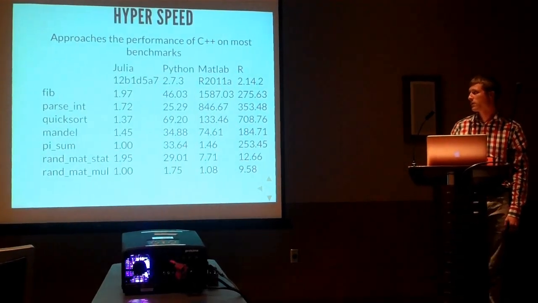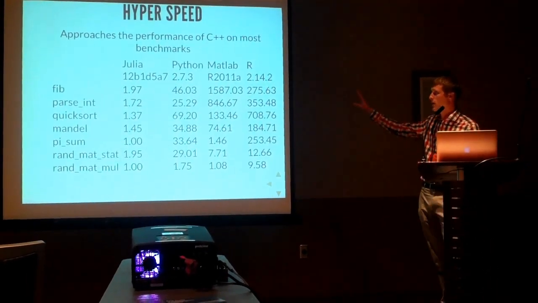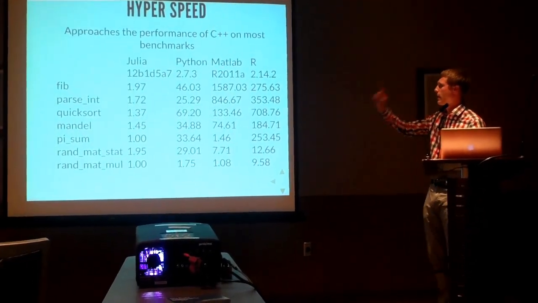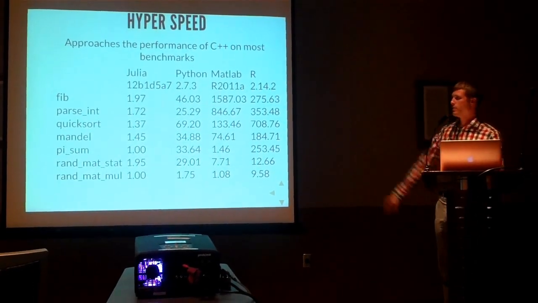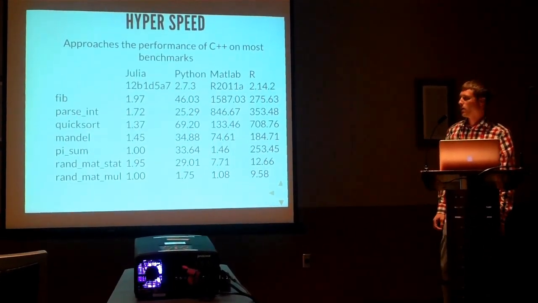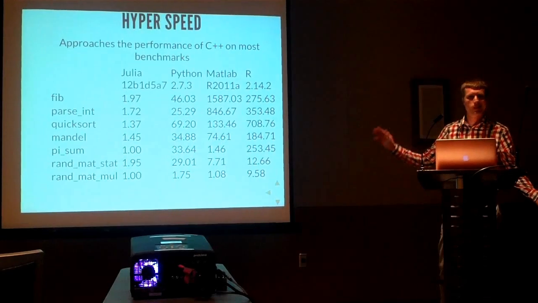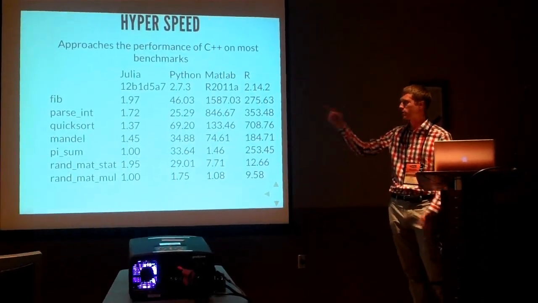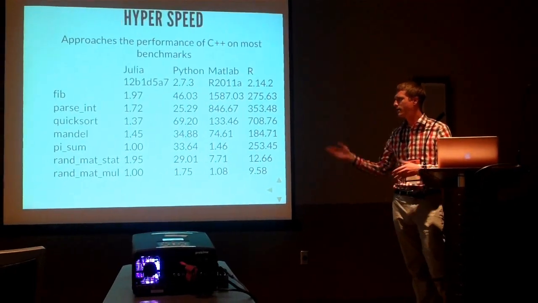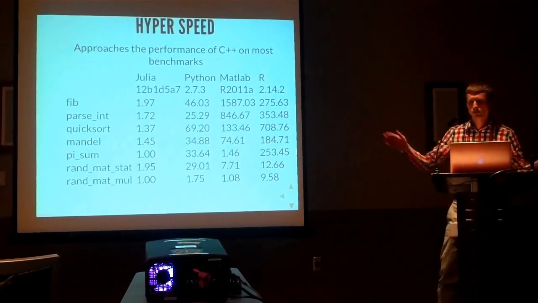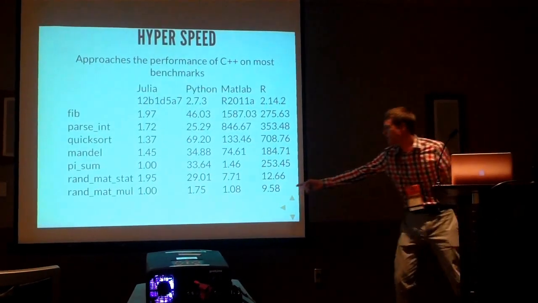So here's an example of some benchmarks. I cut out some of the other languages because it was too much for the slide, but I'm showing you Julia, Python, MATLAB, and R. All of the code for the benchmarks is available online, and they just illustrate various different types of algorithms. Fibonacci is recursive. Quicksort is a sorting algorithm. PySum, iteration. Just to give you an overview of the language. Down at the bottom is matrix manipulation.